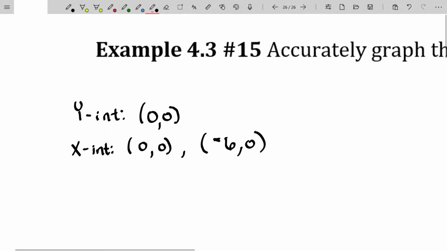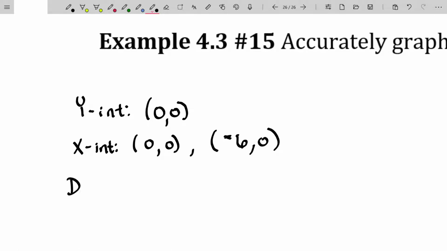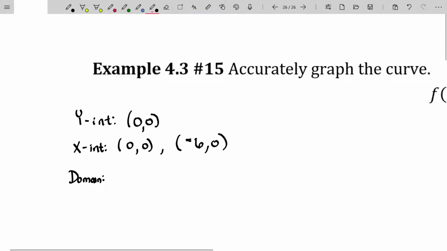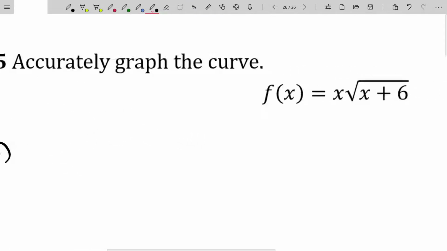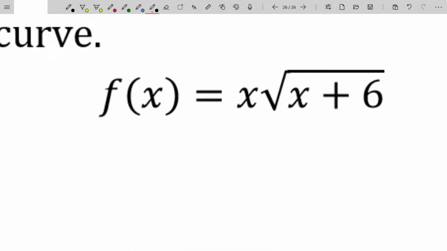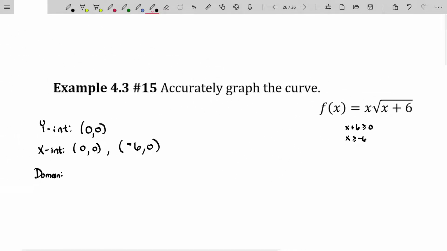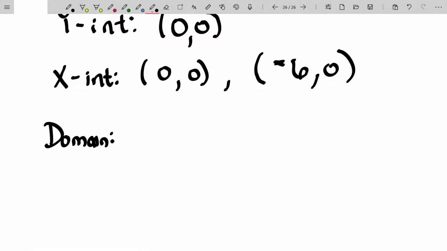Now we go to the domain, which is typically Algebra 2, and look for domain restrictions here. In this case, this function definitely has a domain restriction. That radicand, the x plus 6, must be greater than or equal to 0. In other words, x must be greater than or equal to negative 6. So our domain is negative 6 to infinity.